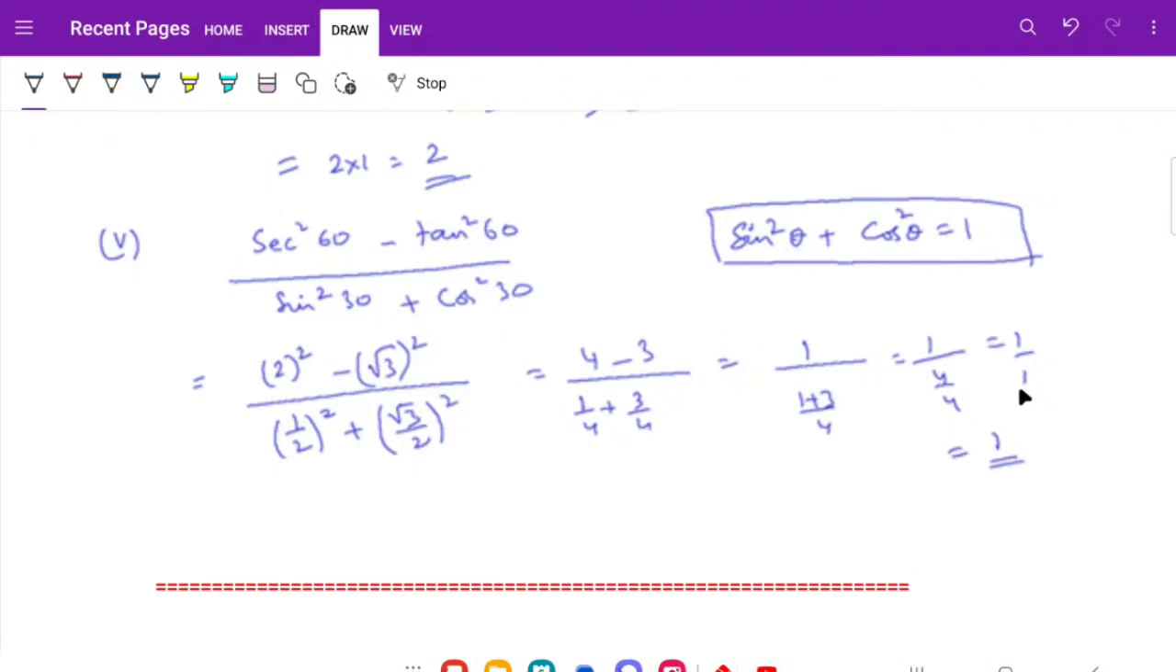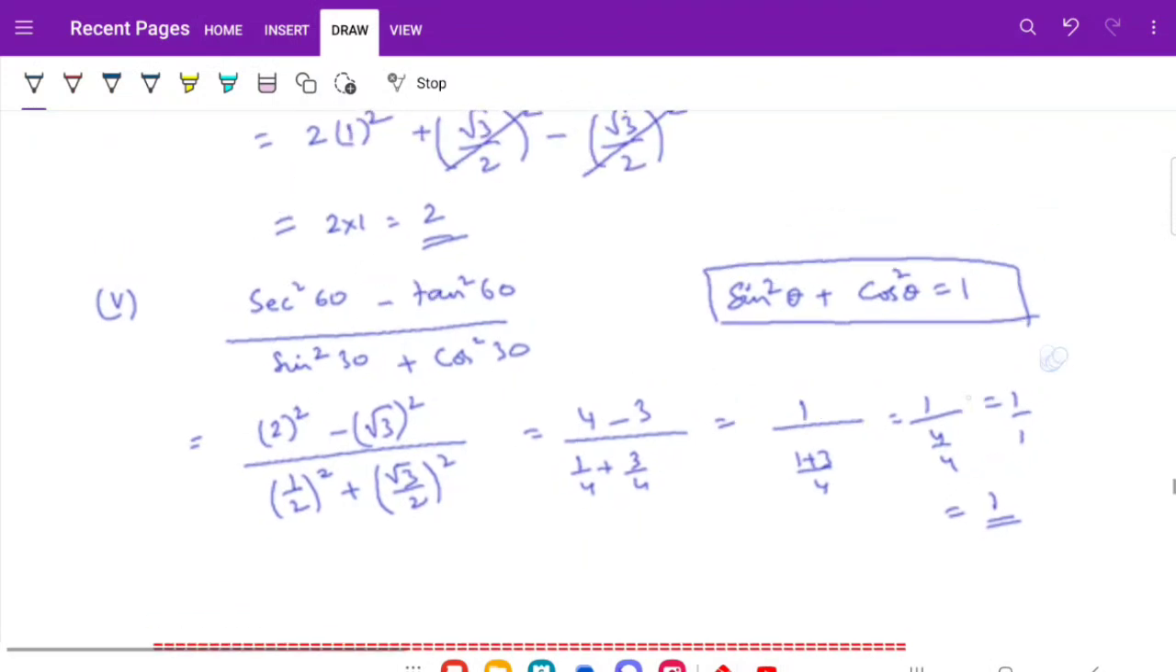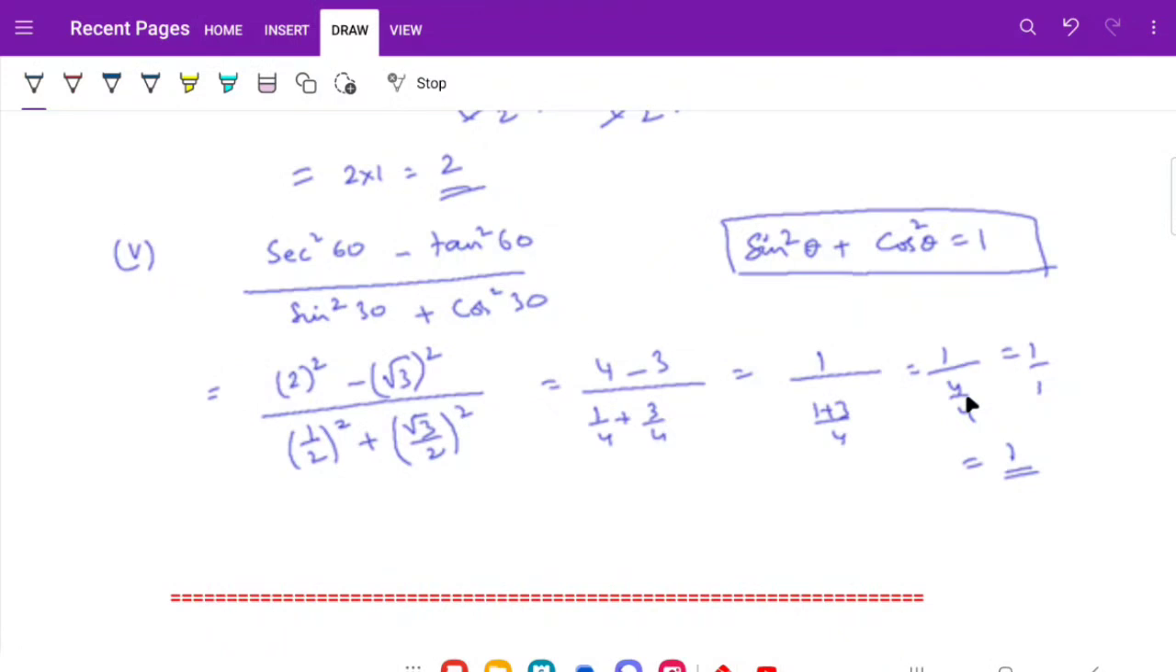So these are the 5 bits of question number 1 in exercise 11.2. We'll continue in the next video.